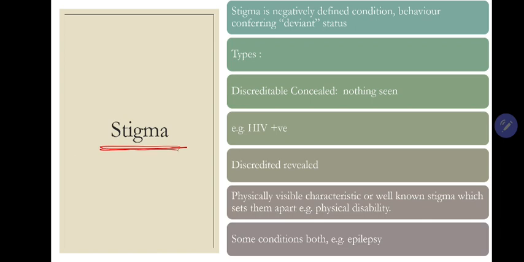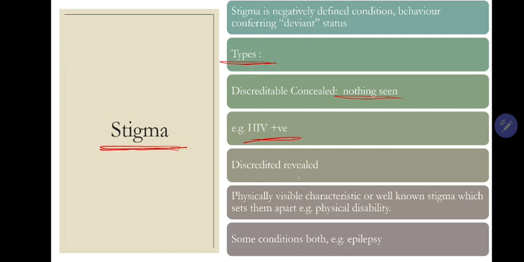Stigma. Stigma by definition is a negatively defined condition or behavior conferring deviant status. Stigma is a mark of shame, as we call it in Arabic. Types of stigma we have: discreditable concealed, where nothing is seen, such as an HIV positive patient.